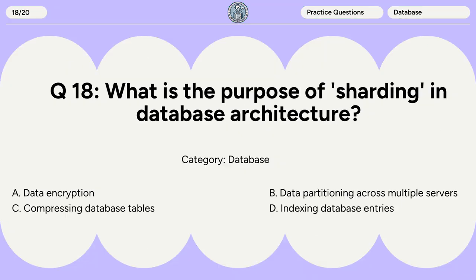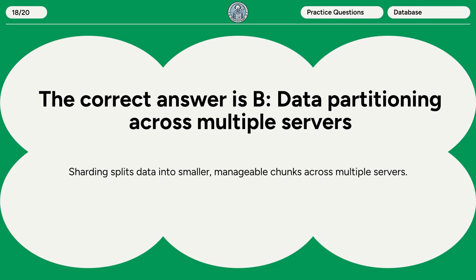Question 18. What is the purpose of sharding in database architecture? A. Data encryption. B. Data partitioning across multiple servers. C. Compressing database tables. D. Indexing database entries. The correct answer is B. Data partitioning across multiple servers. Sharding splits data into smaller, manageable chunks across multiple servers.